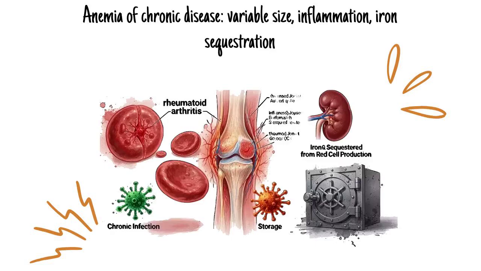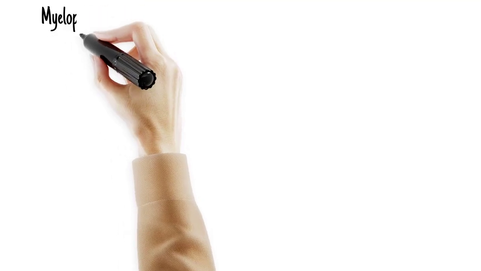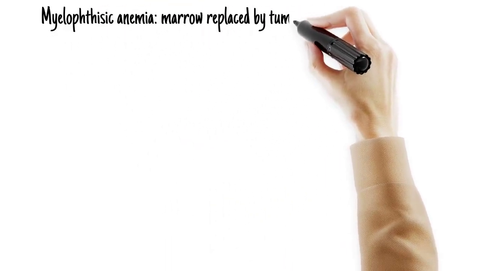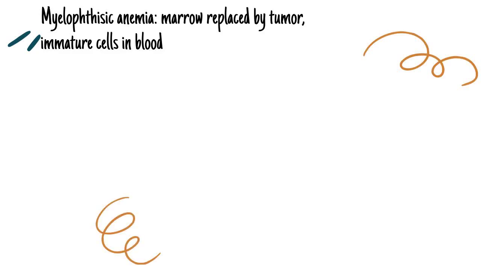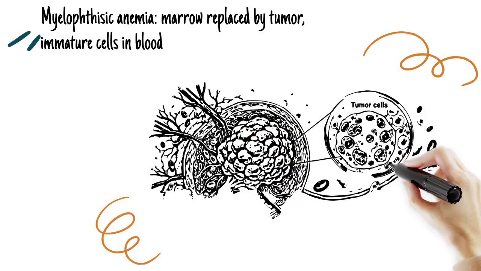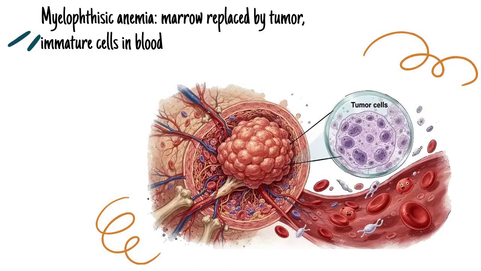chronic infections. And myelophthisic anemia: physical replacement of marrow, usually by malignant tumor, causing severe anemia with a leukoerythroblastic blood picture, featuring premature nucleated red cells and immature granulocytes in circulation, confirmed by tumor cells on marrow biopsy.